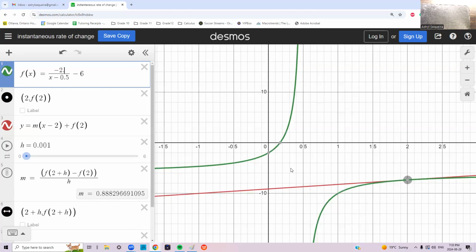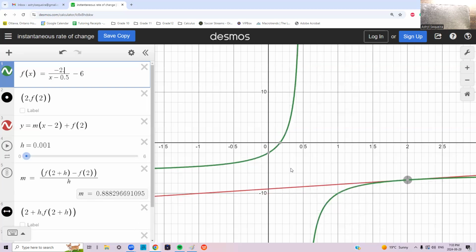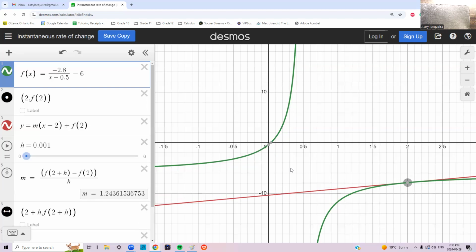Let's go 2.6, it's even closer, 2.7. 2.8 is a bit too high, so 2.75. That's pretty close. I mean, that's pretty much accurate if I round it. So I can do 2.76, 2.77, even more accurate. It's almost exactly 1.23.